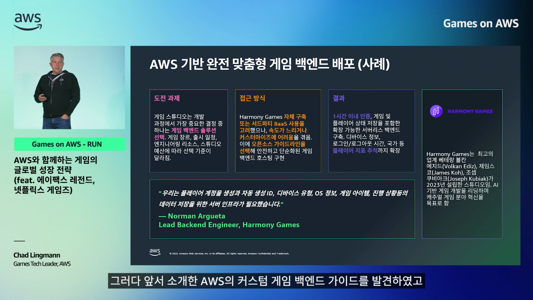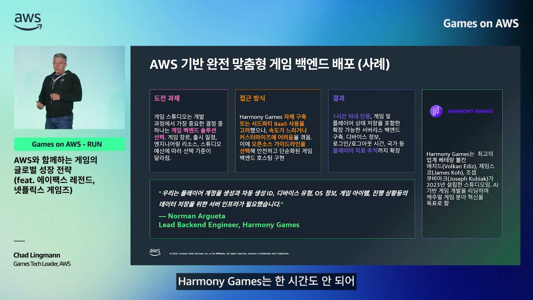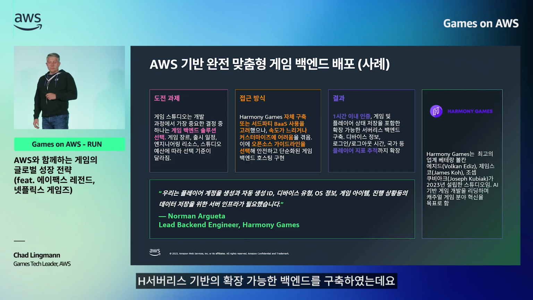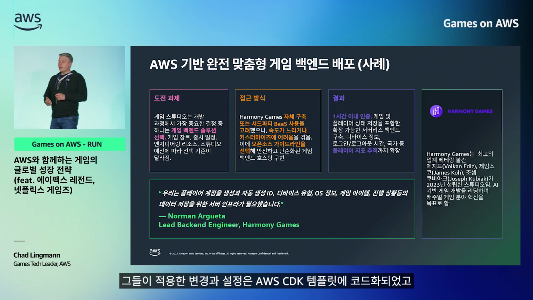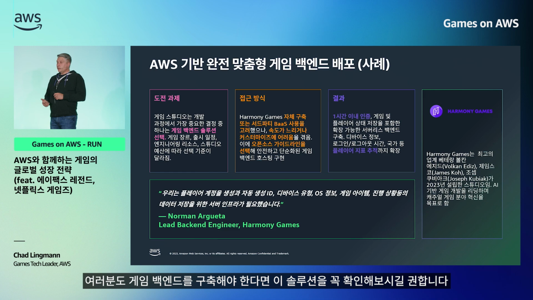So the team at Harmony found the guidance for custom game backend that we've been talking about, and they found it compelling due to its open source nature, the built-in security, and the simplified deployment. In less than an hour, Harmony Games had a scalable serverless backend to support their game. The changes and configurations that they made to it were codified into an AWS CDK template, which allowed Harmony to replicate the environment for further building. So if you need to build a game backend, be sure to check out the solution we've been discussing.